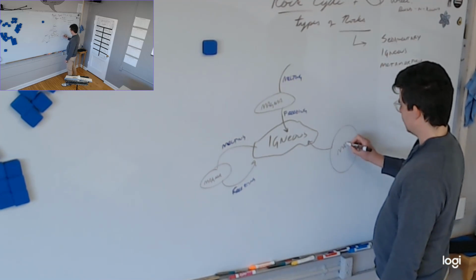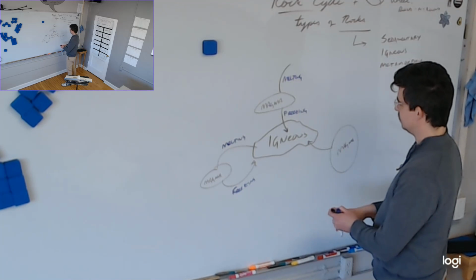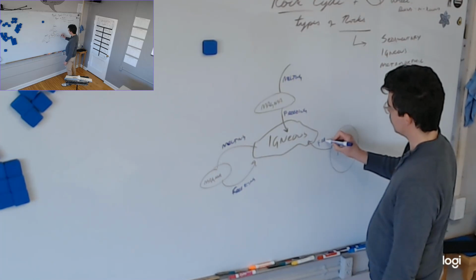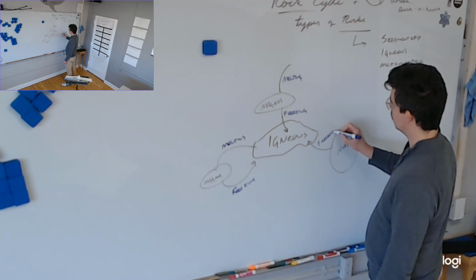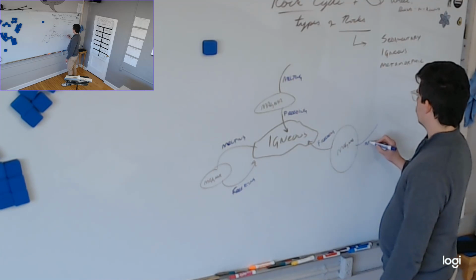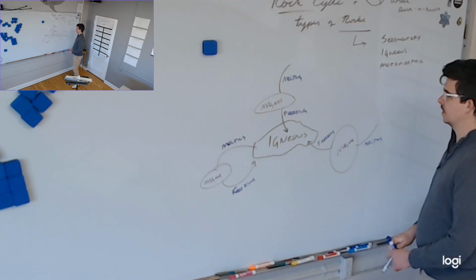Why is he drawing these same things over and over again? Because it's a cycle. Because it's a cycle, it happens over and over and over again.